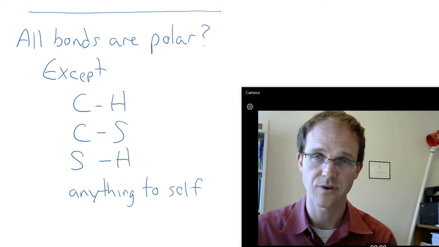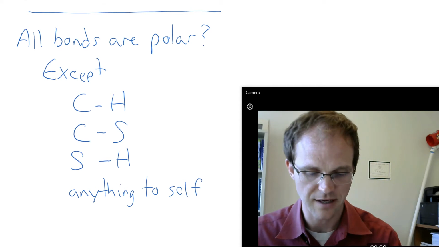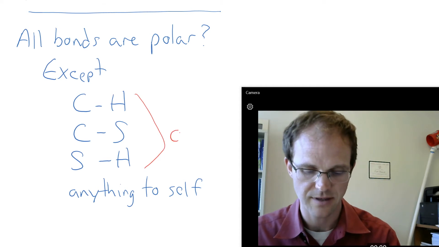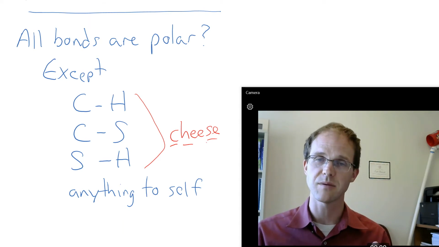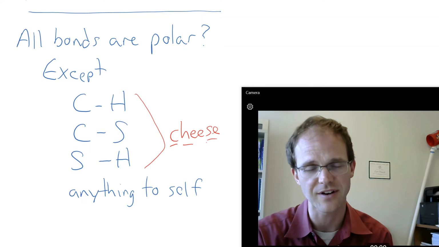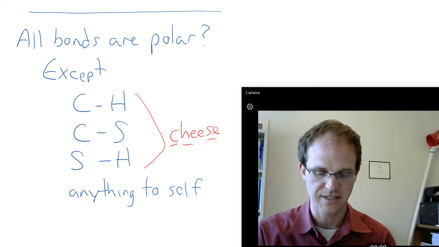Right? If chlorine's bonded to chlorine, nobody's going to win. Okay? I've had students in the past tell me that they remembered these ones as cheese, right? C, H, and S. Any combination of those, that's not going to be polar. C and H, they share very, very well. S and H, they share very, very well. Nobody's dominating. Okay? And again, anything bonded to itself.